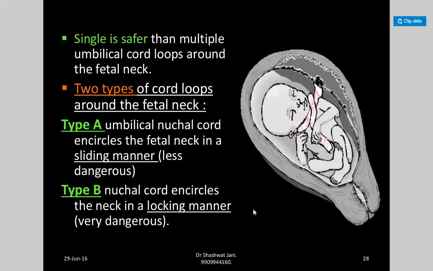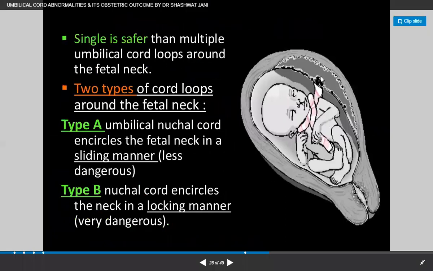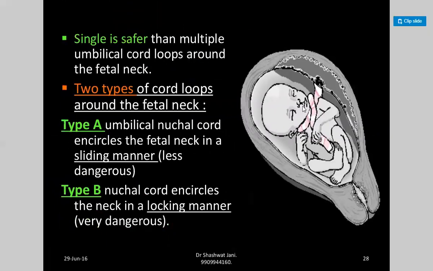So what is it we are seeing in this diagram? Here, this is the umbilical cord, and it is wrapped around the neck. That is a loop. A single loop is safer than multiple umbilical cord loops around the fetal neck. If it is more than one, then definitely it is a more problematic situation.